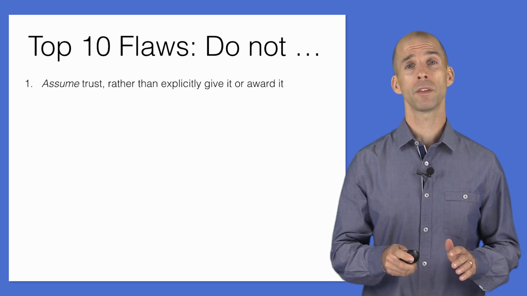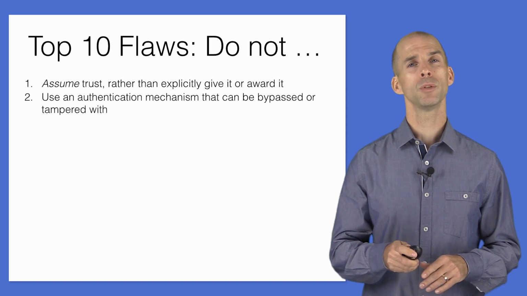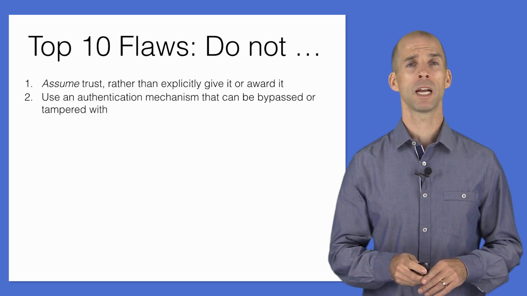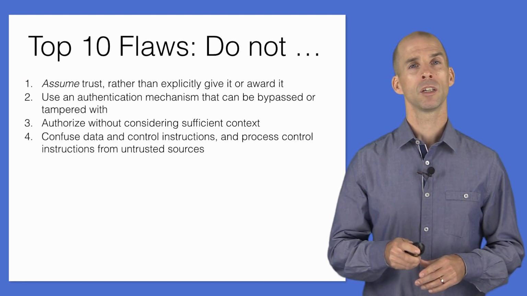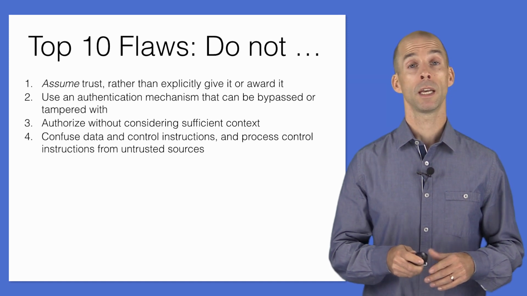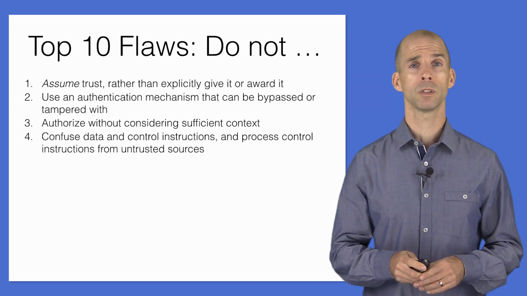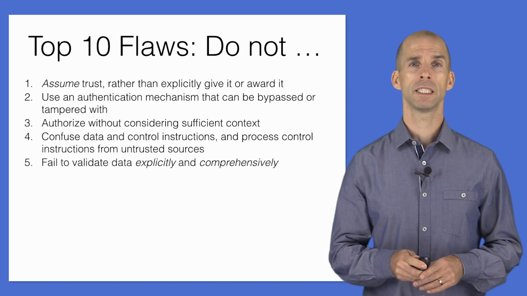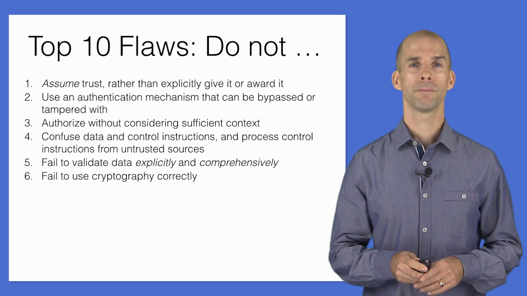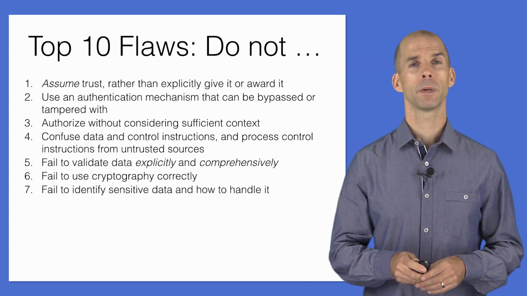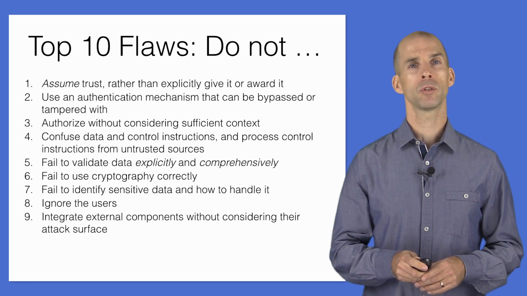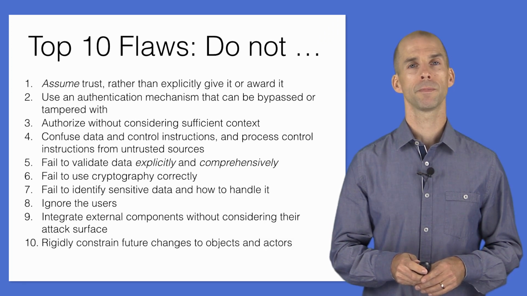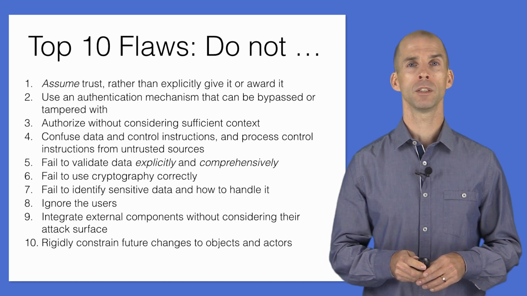Assume trust rather than explicitly give it or award it. Use an authentication mechanism that can be bypassed or tampered with. Authorize without considering sufficient context. Confuse data and control instructions and process control instructions from untrusted sources. Fail to validate data explicitly and comprehensively. Fail to use cryptography correctly. Fail to identify sensitive data and how to handle it. Ignore the users. Integrate external components without considering their attack surface. Rigidly constrain future changes to objects and actors.